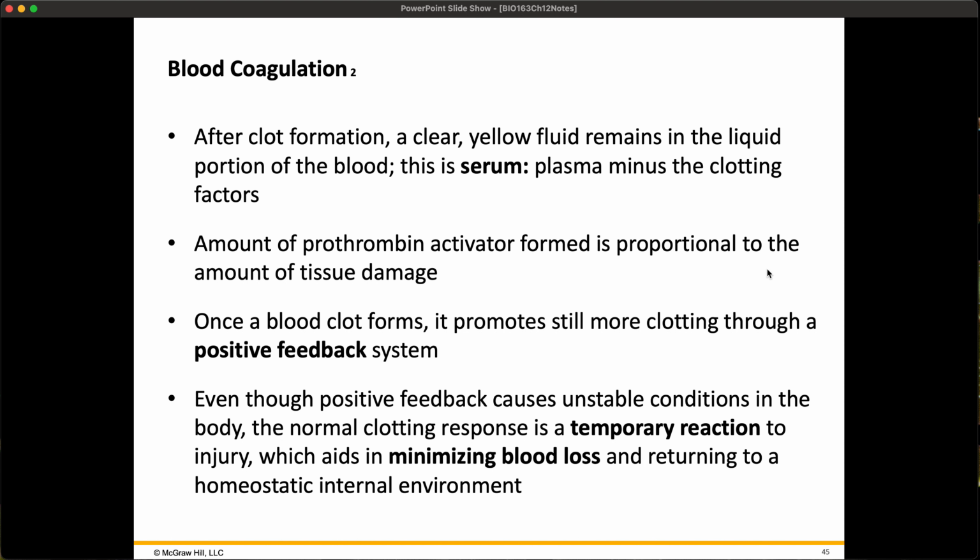Prothrombin activator is proportional to the amount of tissue damage. That's why blood coagulation is the most effective form, because it will be able to match whatever level of tissue damage there is, to a degree, right? This is a positive feedback system, and while that can be intense because it's throwing you into these unstable conditions, it's a temporary reaction trying to minimize this blood loss that ultimately turns you back into a homeostatic internal environment. And so that's the goal here. So blood clotting, yes, it's a positive feedback mechanism, but once it puts you back into minimizing your blood loss, it starts to be minimized itself.